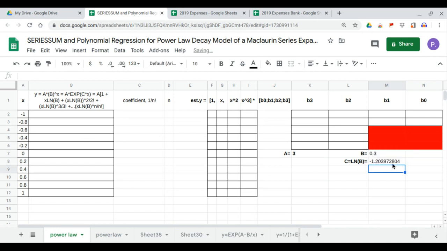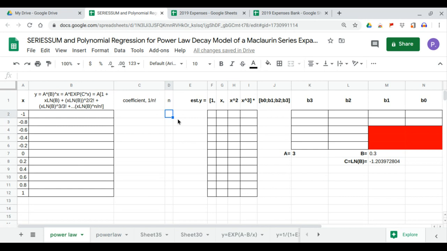The equivalent in the exponential form will be a times e to the power cx, where the value of c is ln b, which is negative 1.2. We will generate the power law model, which is a times 1 plus x ln b, which is also c, plus (x ln b) to the power 2 over 2 factorial, plus (x ln b) to the power 3 over 3 factorial, until (x ln b) to the power n over n factorial.